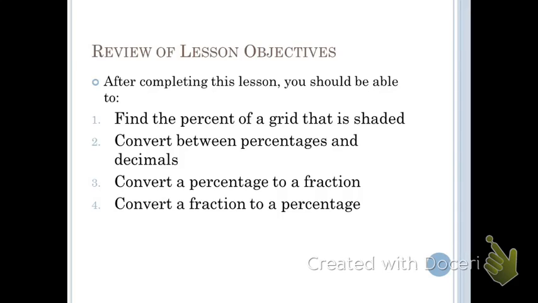Review of lesson objectives. After completing this lesson, you should be able to: 1. Find the percent of a grid that is shaded. 2. Convert between percentages and decimals. 3. Convert a percentage to a fraction. And 4. Convert a fraction to a percentage.